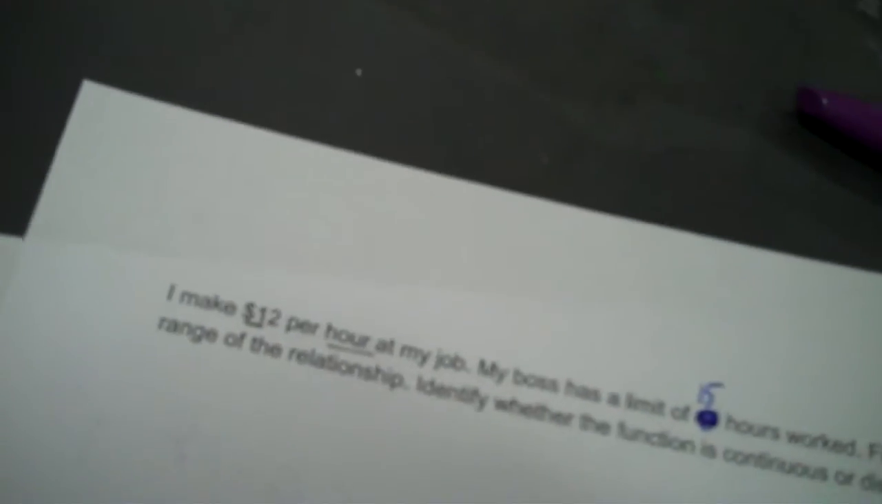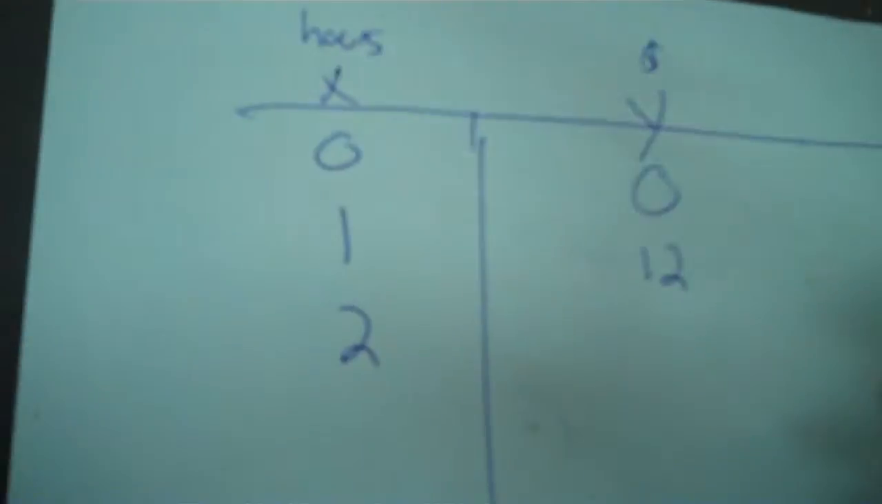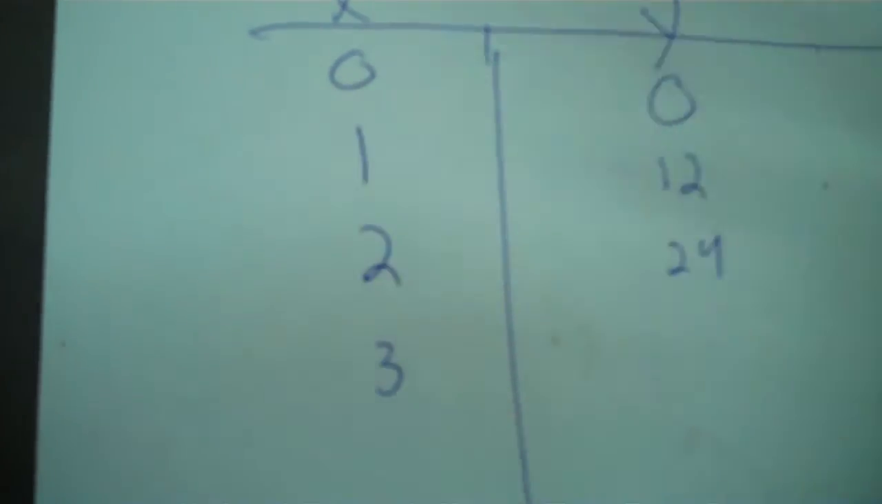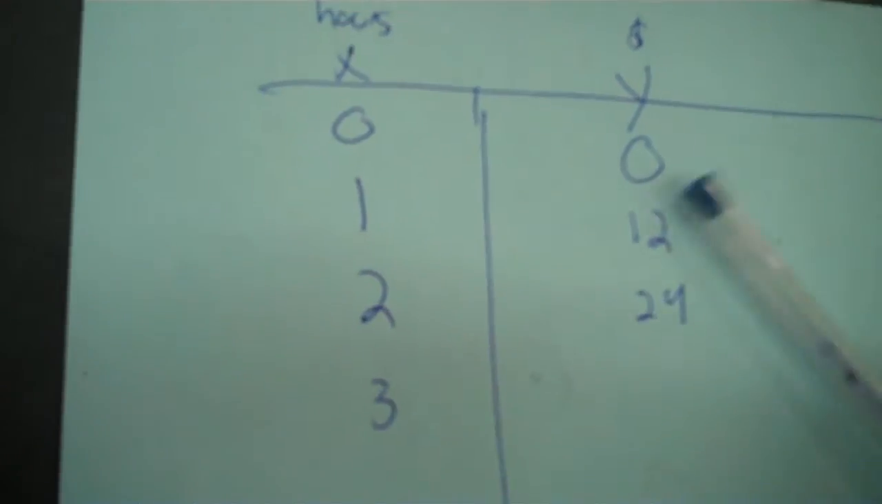That's going to take forever. I mean, it takes forever regardless, but okay, so you put X, Y. Now X is my time unit, hours, and Y is my money. So 0 hours, $0. If you work 1 hour, you make $12. If you work 2 hours, 12 times 2 is 24. If you work 3 hours, 3 times 12 would be 36, okay?